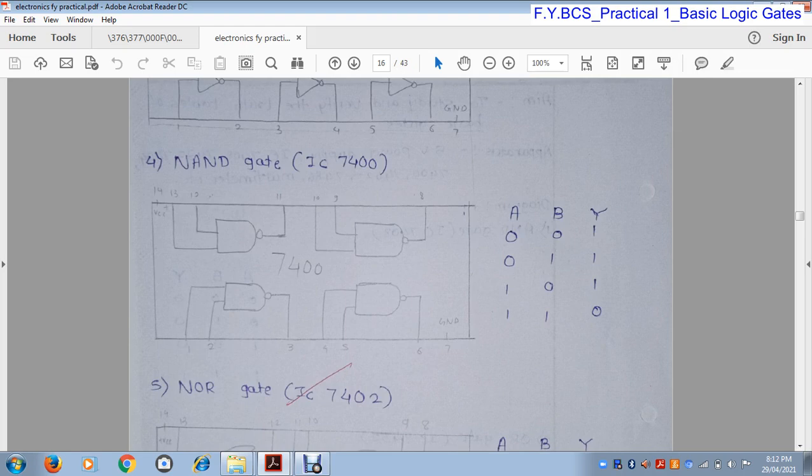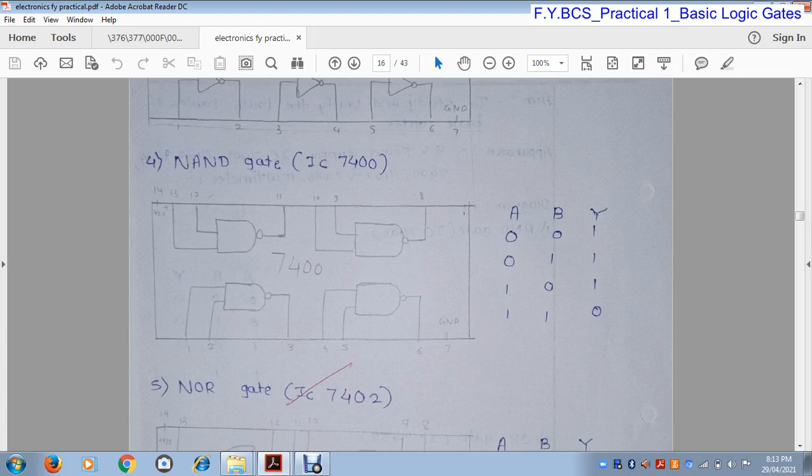This IC contains 4 NAND gates: NAND gate 1, NAND gate 2, NAND gate 3 and NAND gate 4. Pin number 1 and pin number 2 are the inputs of the first NAND gate and pin number 3 is the output of the first NAND gate. Similarly, pin numbers 4 and 5 are the inputs of the second NAND gate and pin number 6 is the output of the second NAND gate. Pin numbers 9 and 10 are the inputs and pin number 8 is the output. Pin numbers 12 and 13 are inputs and pin number 11 is the output, and pin number 14 is the VCC.